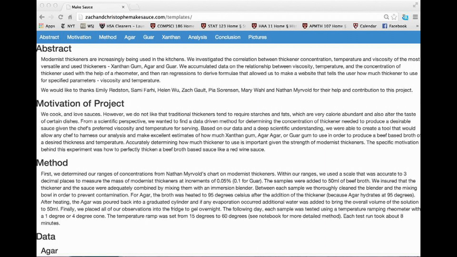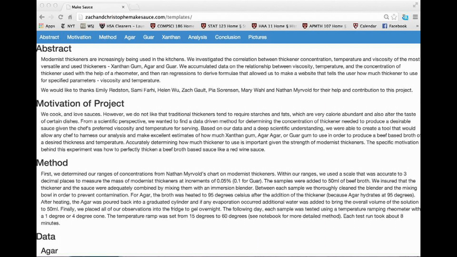We looked at three of the most popular modest thickeners, namely agar, guar, and xanthan gum, and for each one we started at the lower bound of the concentration, and we incremented at 0.05% for agar and xanthan, and 0.1% for guar, and we incremented up until the upper bound as suggested by Nathan.